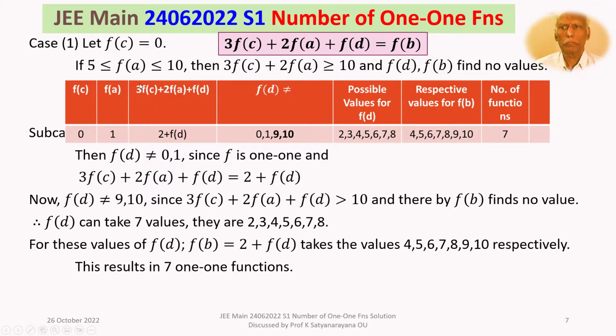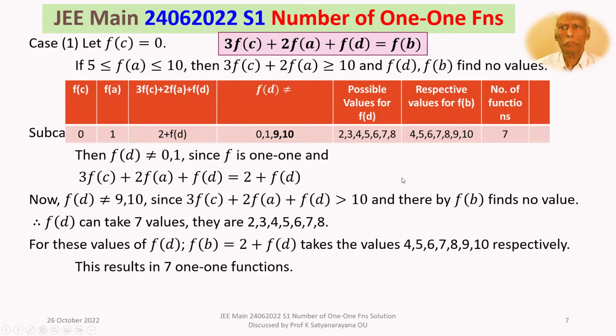2 plus f of d, this value. And f of d cannot take 0 and 1 because they are already there, the f of c, f of a values. And if you take 9 and 10, 2 plus f of d will exceed 10, thereby you cannot find the value for f of b. Therefore, f of d cannot be 0, 1, 9, 10, and the possible values for f of d are these 7 values, and the respective values for f of b are this, and it results in 7 one-to-one functions.